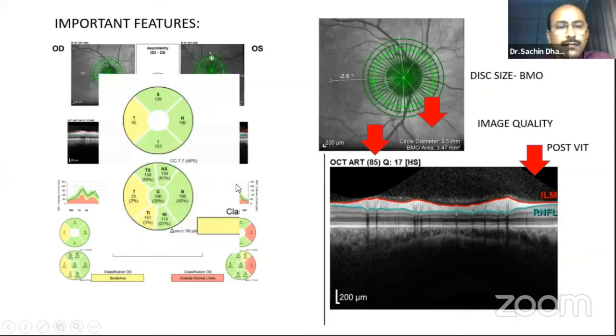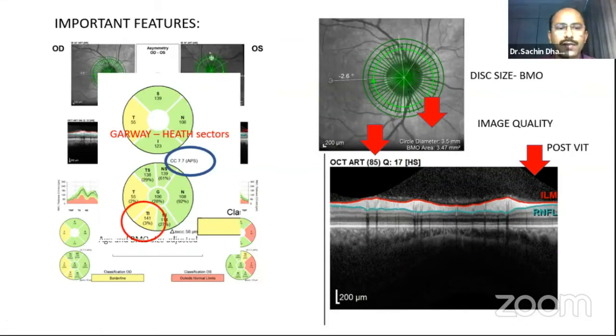Then you go to the OU map. On the OU map on the left side, here you can see the Garway-Heath sectors. These are for the RNFL. These Garway-Heath sectors have a parenthesis here, which indicates the similarity of the patient's reading in that particular sector as compared to that of the normative database, which is adjusted to age as well as the BMO size. So this gets very, very specific to the database and very specific to that individual patient. So this becomes as good as it gets.